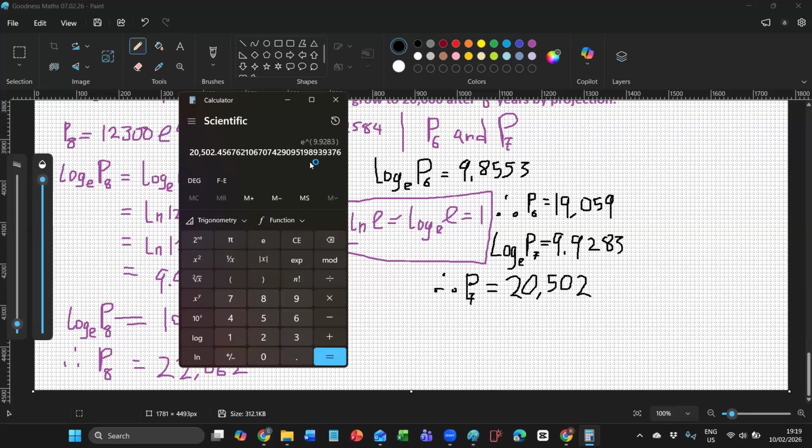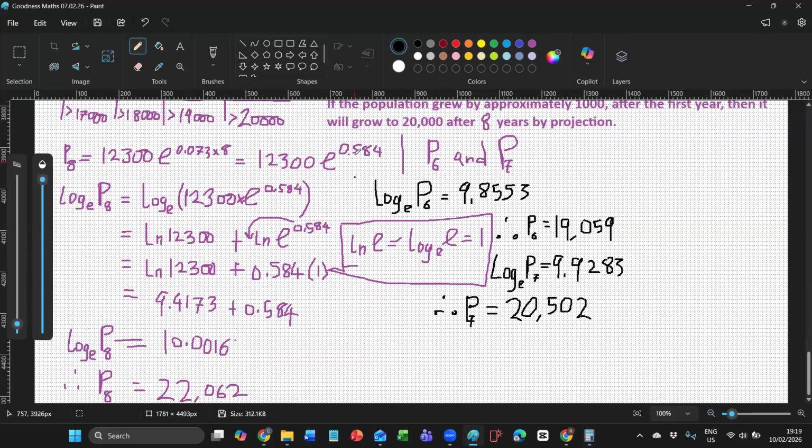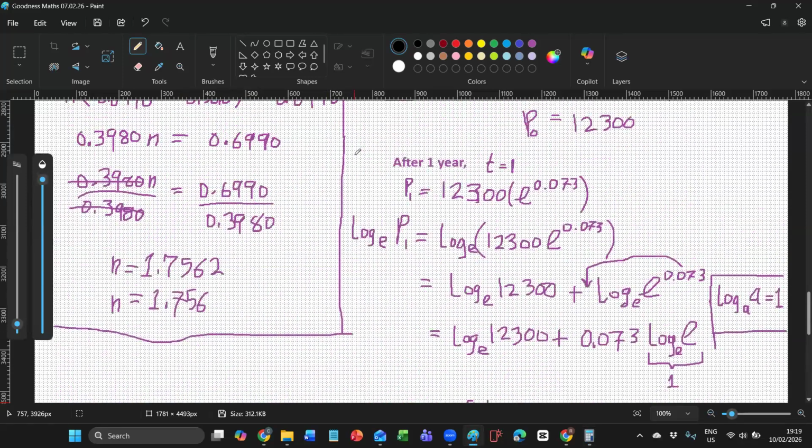Okay, so let's see. Let me just minimize. We might still need a calculator at some point in time. If we don't, then that will be till next time we'll need it.